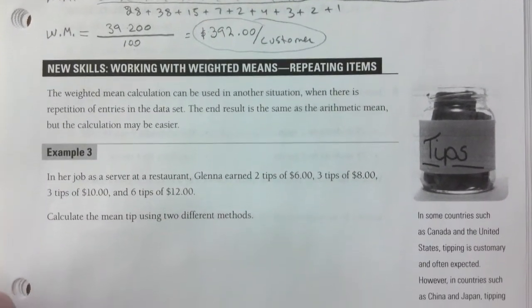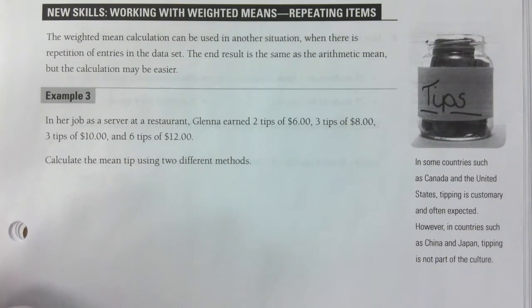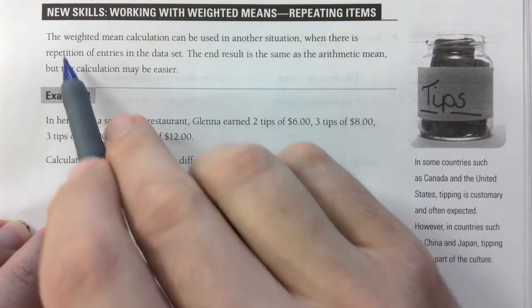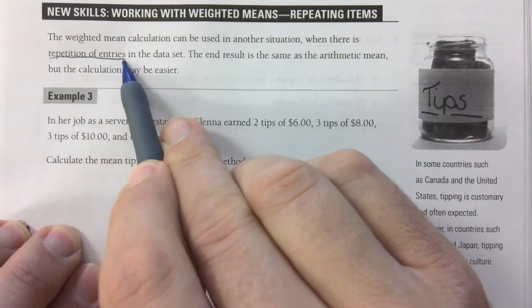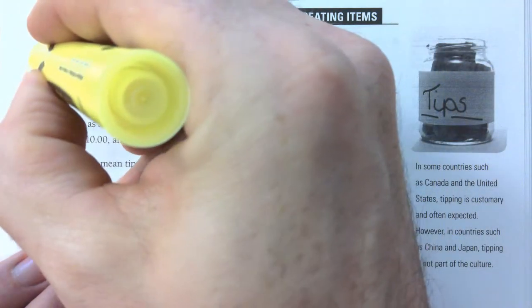Now we're going to talk about repeated items. Okay, so things that repeat. And I did give you notes on that yesterday. I'll give you an example. Okay, the weighted mean calculation can be used in another situation where there's repetition of entries, right? Repetition of entries.